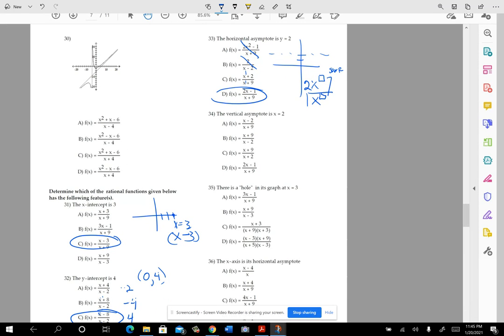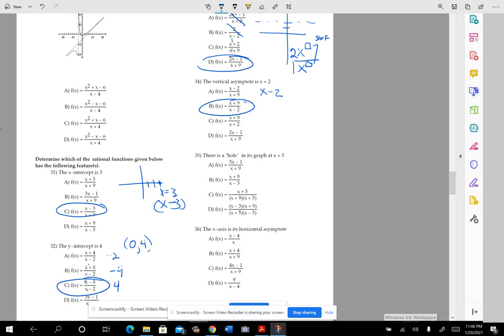All right. For the vertical asymptote to be x equals 2, you know you have to have a factor of x minus 2 in the denominator. That's this guy. All right. To have a hole, you have to have a factor of x minus 3 in the denominator, but you have to have one in the numerator too, so that they'll cancel out. So not that, not that. Has to be this guy. So that's D.